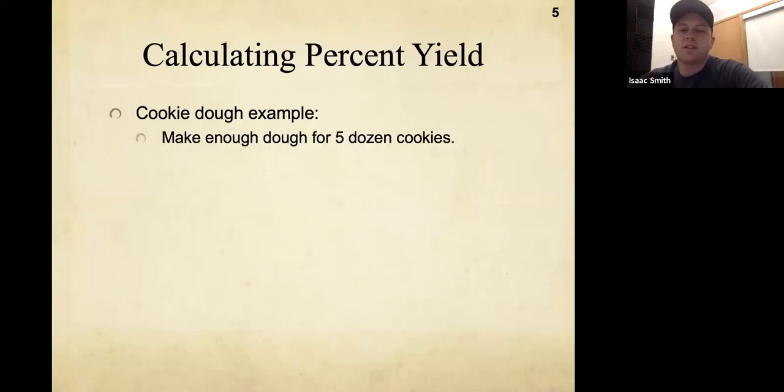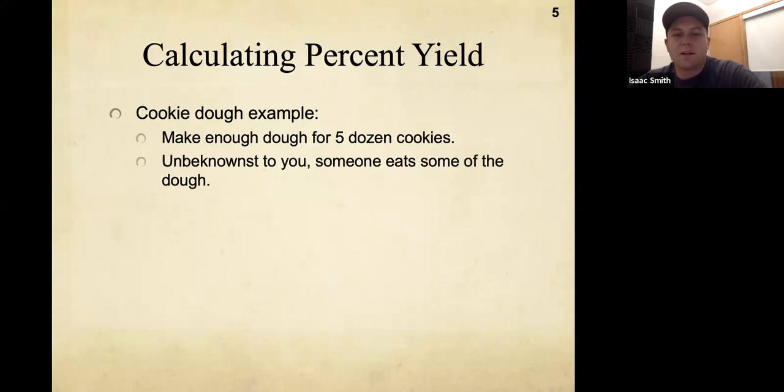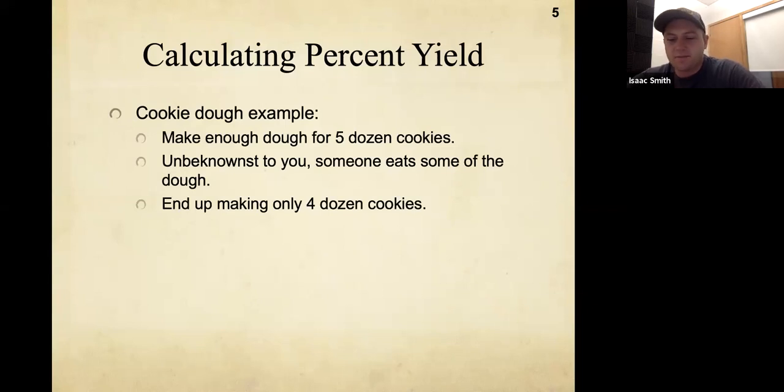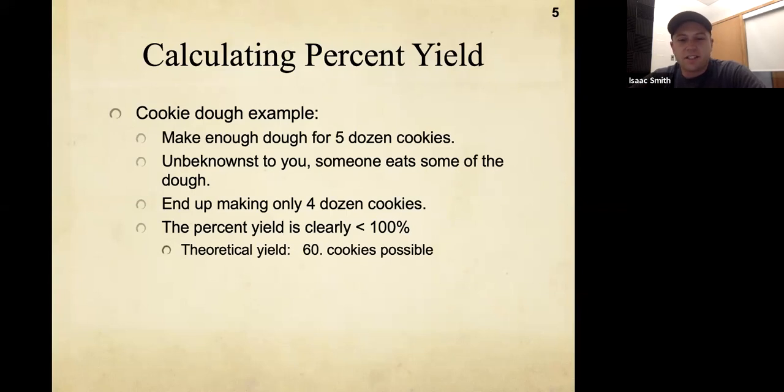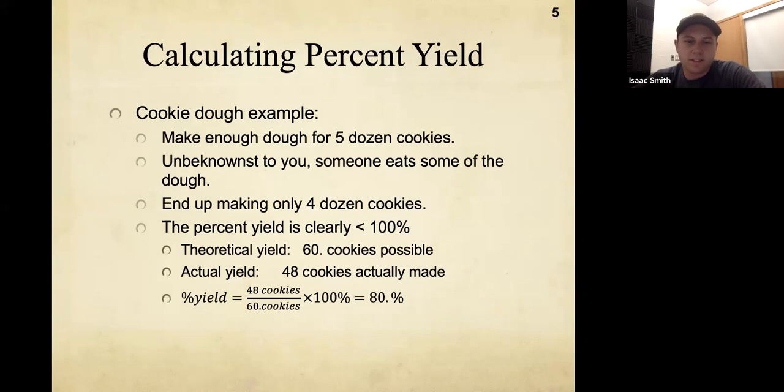So let's say you made enough cookie dough for 5 dozen cookies. But then someone comes along and sneaks behind and eats some of the dough, right? And you cook your cookies and you only get 4 dozen. Obviously your percent yield is less than 100. Theoretically you should have had enough for 5 dozen cookies, but you actually only got 4 dozen cookies, okay? So theoretical yield is 60 cookies, that's 5 dozen. Actual was 48 cookies, which is 4 dozen.